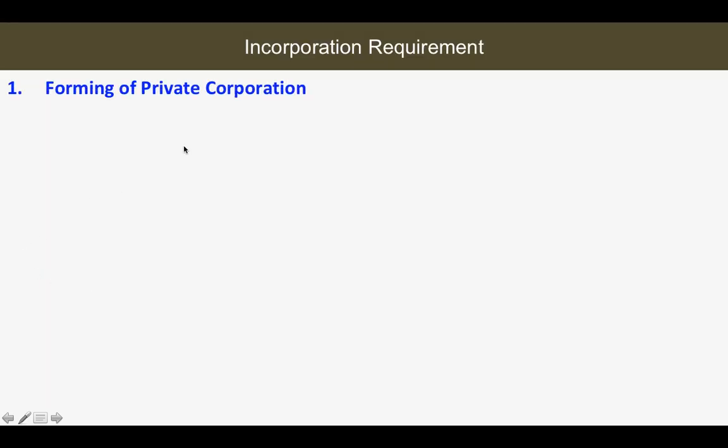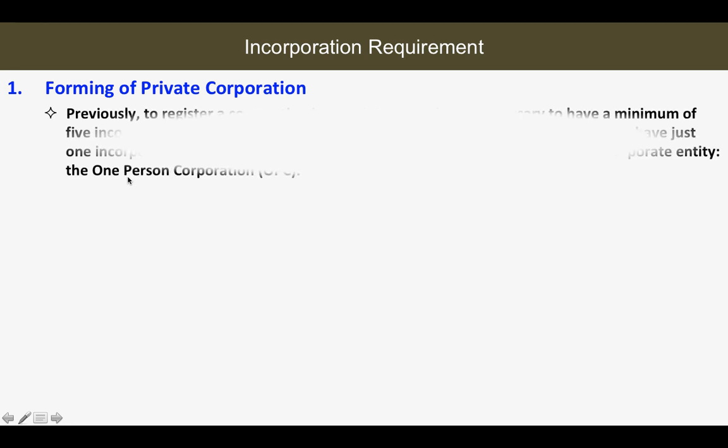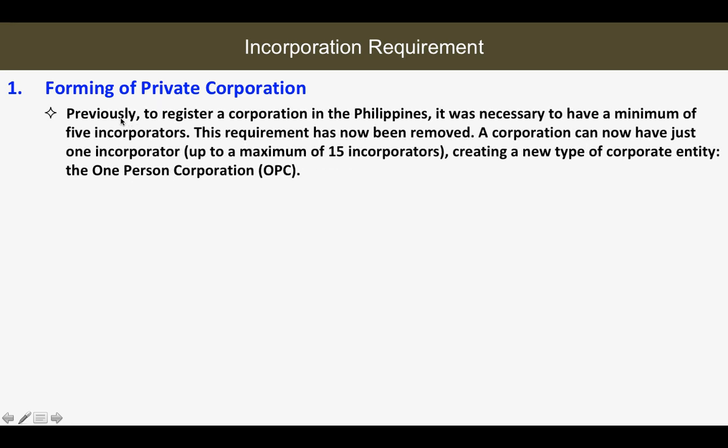Now let us discuss the incorporation requirement. First, on forming a private corporation. Previously, to register a corporation in the Philippines, it was necessary to have a minimum of 5 incorporators. That was previously, okay? This requirement has now been removed.